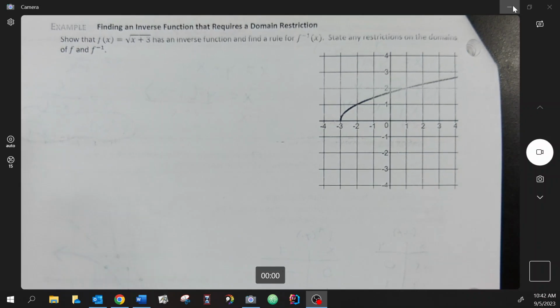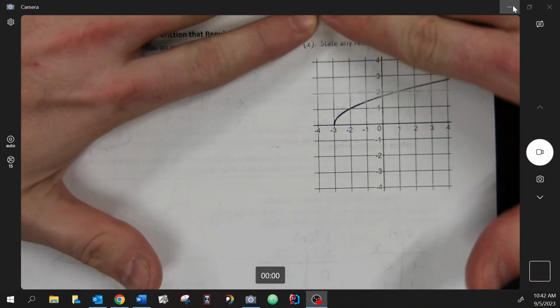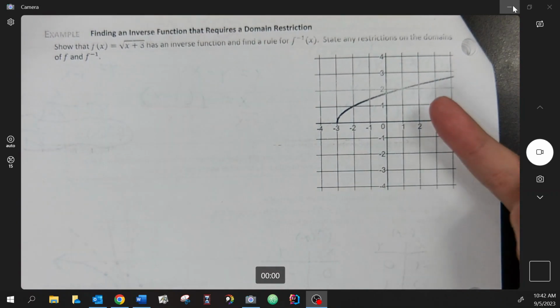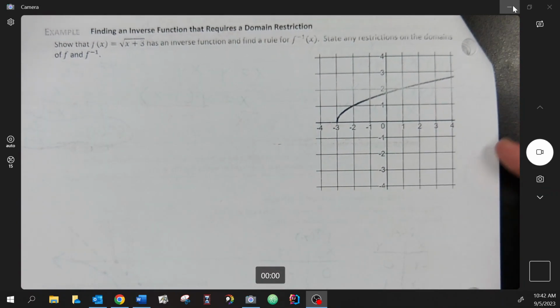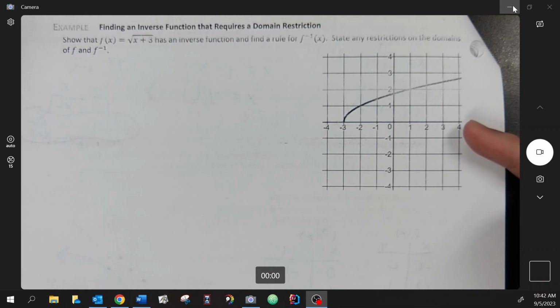Here we have the function f of x equals the square root of x plus 3. This is its graph. Before we even read any directions, because these directions are about inverses, this is a function. It passes the vertical line test. Does it pass the horizontal line test? Yes, it does. What that tells us is that it has an inverse, and the inverse is a function. Because this passes both tests, this is 1-to-1.